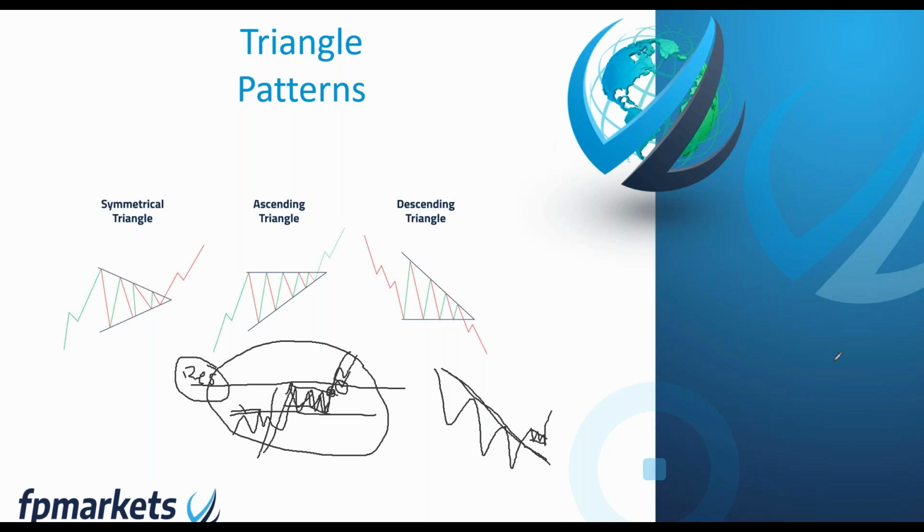So triangle and flags are continuation patterns, while wedge patterns are not. The wedge patterns can be either reversal patterns or continuation patterns.